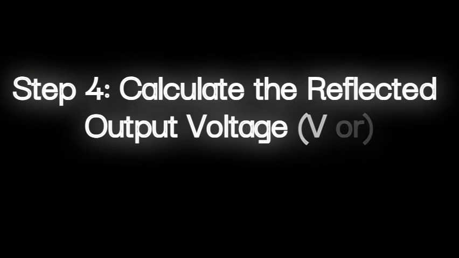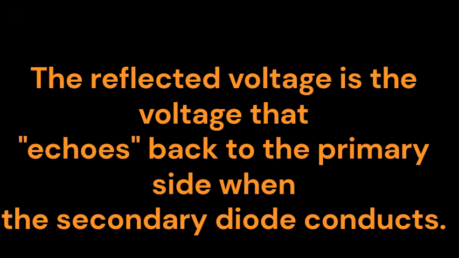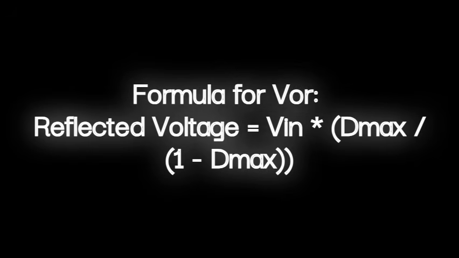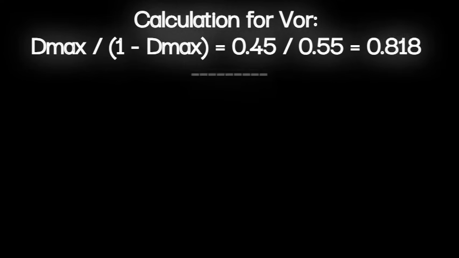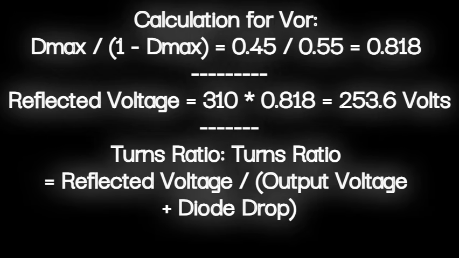Step 4. Calculate the reflected output voltage, VOR, and turns ratio, NPS. The reflected voltage is the voltage that echoes back to the primary side when the secondary diode conducts. Formula for VOR, reflected voltage equals V in multiplied by D max upon 1 minus D max. Calculation for VOR, D max upon 1 minus D max equals 0.45 upon 0.55 equals 0.818. Reflected voltage equals 310 multiplied by 0.818 equals 253.6 volts.